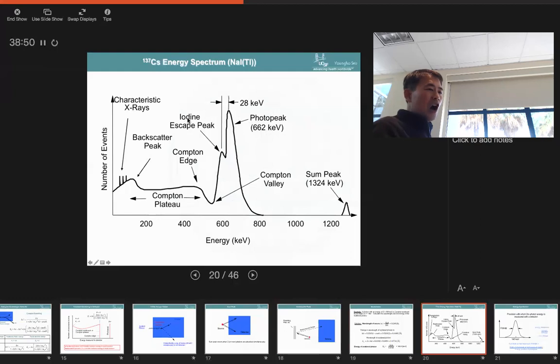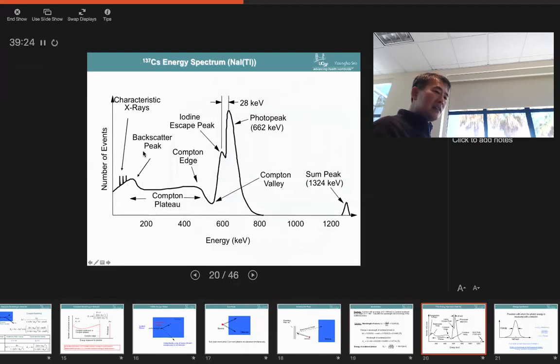But there's this iodine escape peak, which is separated by 28 keV, because this is a characteristic X-ray of iodine. So all the energy is recorded, but we lost exactly 28 keV because of this X-ray from the iodine atom that is lost. Then we have this peak at 662 subtracted by 28 keV. Then the Compton edge and continuum.